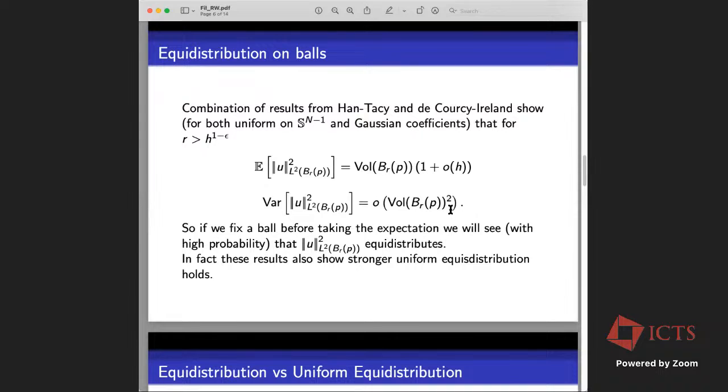So that means that if we fix a ball, we take the expectation, we have high probability that we will come up with an equidistributed function in there. So the mass, the L2 mass, will be equal to the volume most of the time. And because we're looking at Gaussian variables, once you're beyond 1 standard deviation, you start to get this really nice exponential decay. So it's, in fact, very high probability.